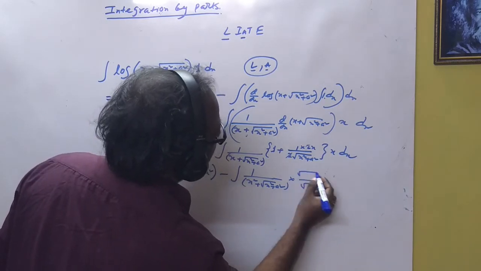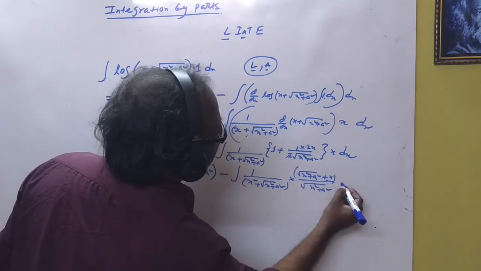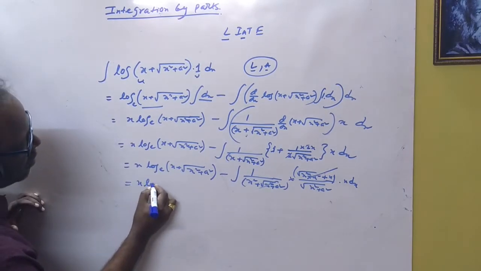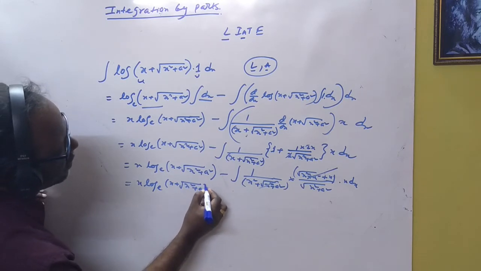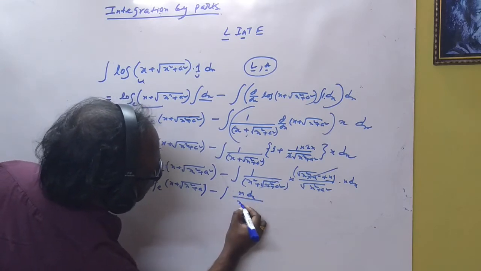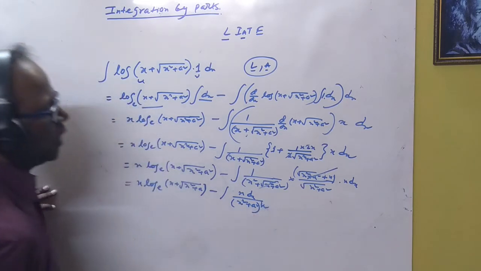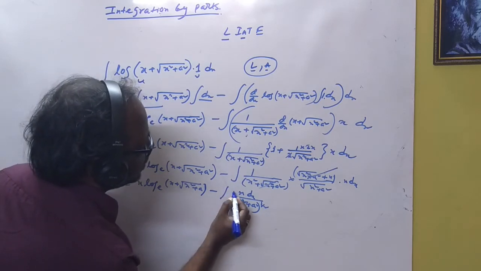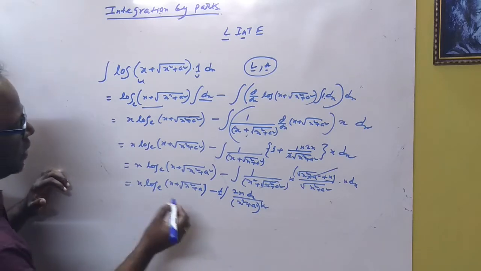So that is root over x square plus a square plus x here, and again x into dx here. So these are cancelled. So now x into log to the base e of x plus root over x square plus a square, and here x dx by root over x square plus a square, and this is the differentiation of that. So we can take this as 2 and this is half here. We can take it like that.